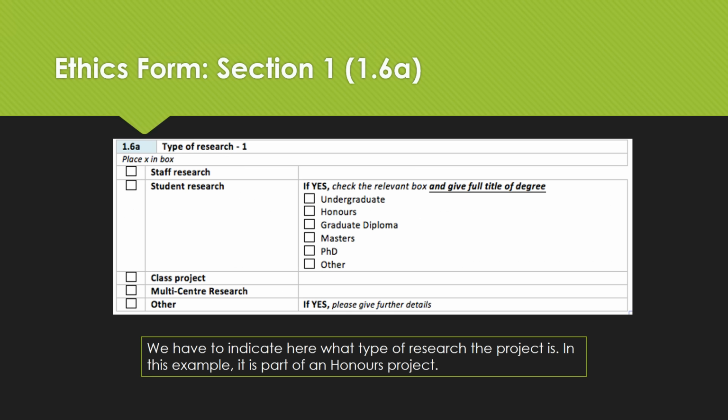In section 1.6a of the form, you indicate what type of research the project is. In this example, it is part of an honours project. This section is fairly straightforward, but you will want to ensure the response here is consistent with the information provided in section 1.2 on the chief and co-investigators.